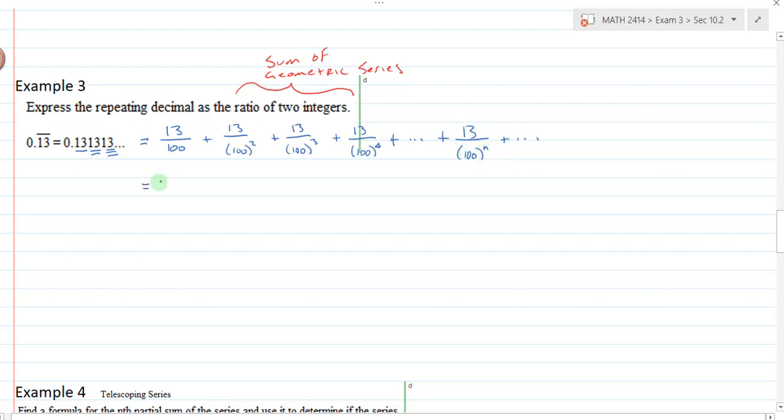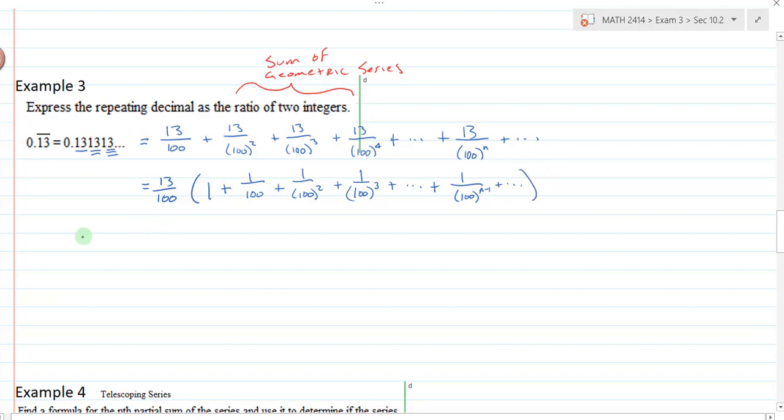Until I get out to the nth term, and that would be 13 over 100 raised to a power of n. I'm going to factor the 13 over 100 out. If I factor a 13 over 100 out, that first term is going to be 1. That next term is going to be 1 over 100 to the first power because I took one of them out. The 13 I factored out and one of these hundreds I factored out, and that's going to leave me 1 over 100 squared. The 13's factored out, one of those hundreds is factored out, so I'm left with 100 raised to the third power, and then this would be 1 over 100 raised to the n minus 1, and so forth and so on.